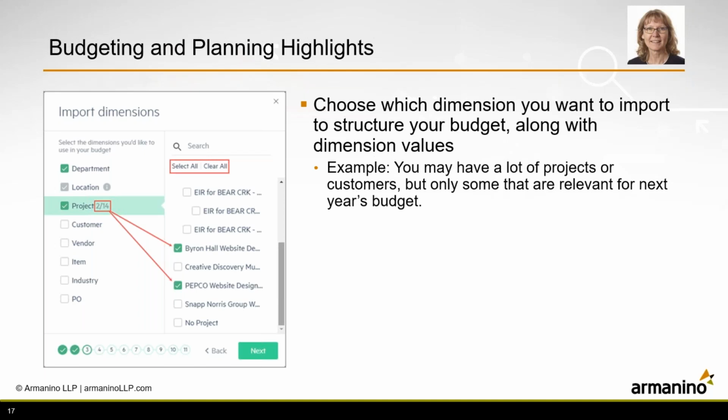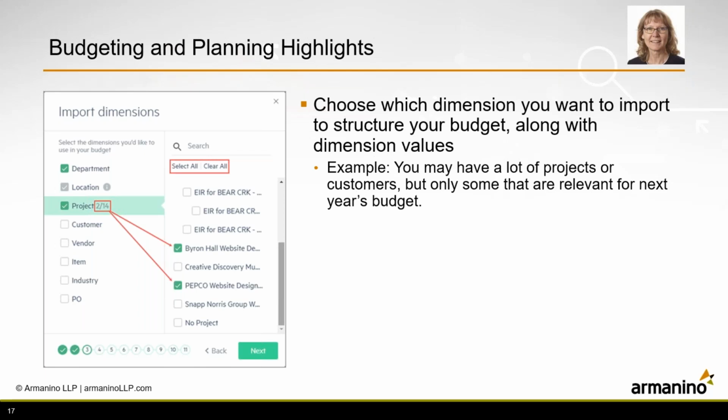So as you can see here, if you were using the project dimension, you're checked in your import, yep, you want to import the project dimension. It then shows you the values in the project dimension, and you can actually pick and choose which values you really want to be budgeting on, which is a nice feature because a lot of times you want to do budgeting on only a few of the values in the dimension, and so this allows you to do that.